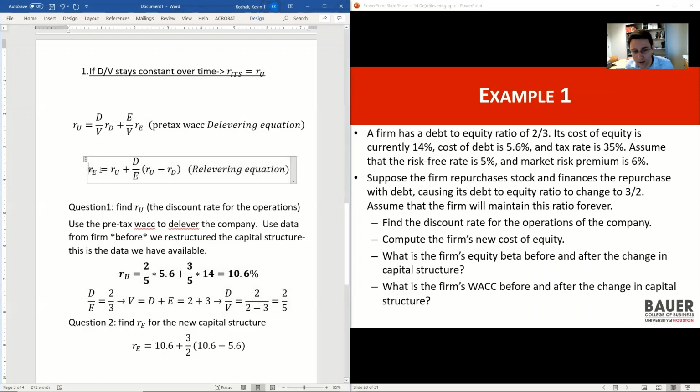All we did was we worked left to right through the relevering equation. We found that RU is 10.6, then debt to equity goes to 3/2, and the discount rate on the debt, we said that that stays the same. So we put all this together to get the new discount rate on the equity as 18.2%.